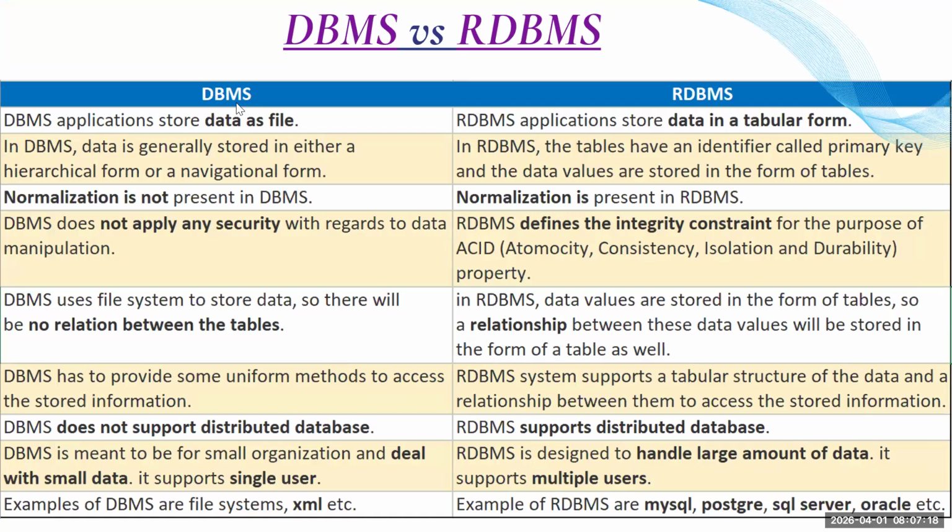In the DBMS, your data is stored in the form of files. In DBMS, data is generally stored in either the hierarchical form or the navigational form. Internally, it is storing, sir. No need to worry. We are not using any DBMS technology. In the RDBMS, the table has different identifiers, like primary keys.